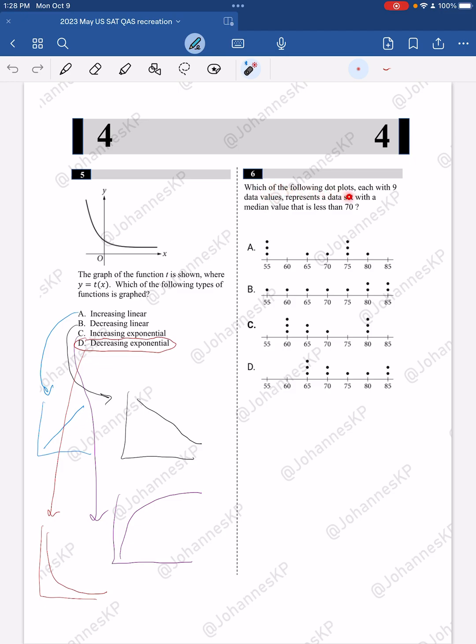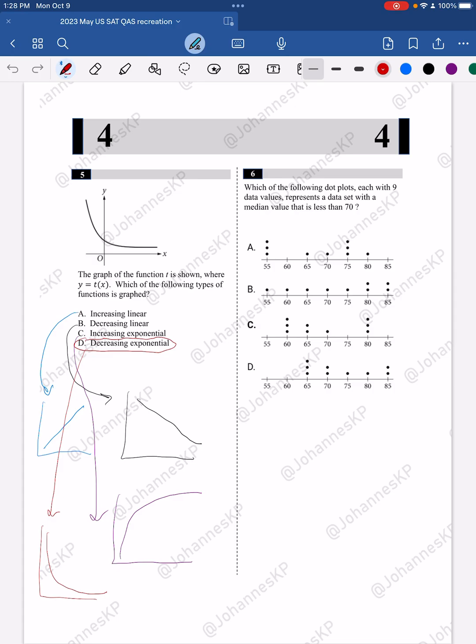All right, let's get into today's question. Which of the following dot plots, each with 9 data values, represents a data set with a median value that is less than 70? And we have these 4 here. So first things first, these are all dot plots. Now I'm going to be showing you what they represent as we solve this question.